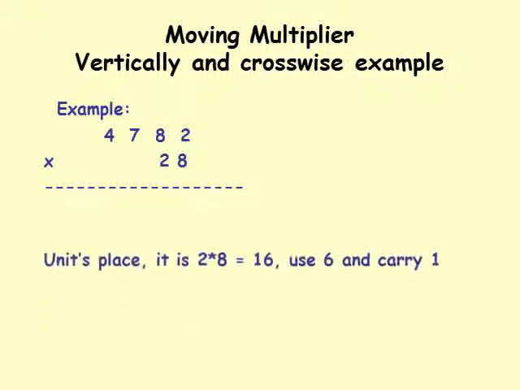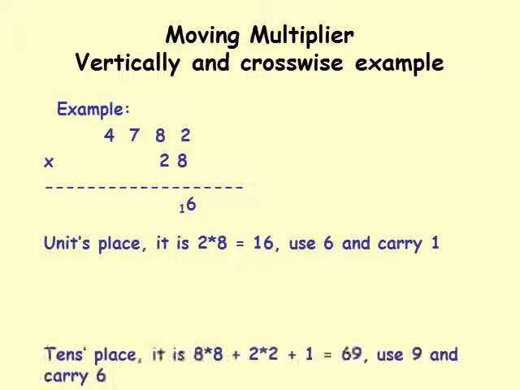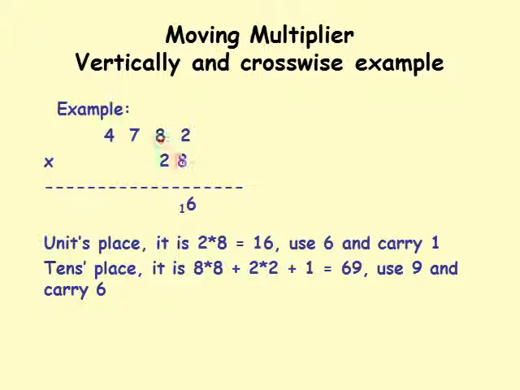So let's go to units place here again. It's 2 times 8 is 16, and use 6 and carry 1. That was vertically. Now we won't move the multiplier here. We'll keep it at the same place, and now use the two columns here, 8 2 and 2 8. So in tens place we have 8 times 8 crosswise plus 2 times 2 crosswise. 64 plus 4 is 68 plus 1, 69. So we'll use 9 and carry 6.